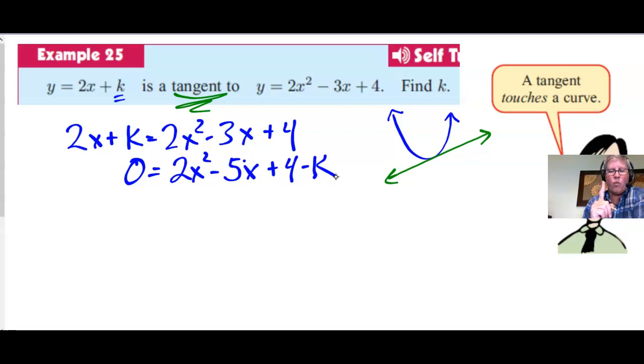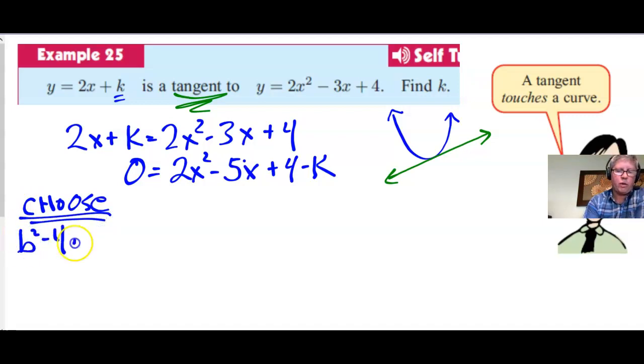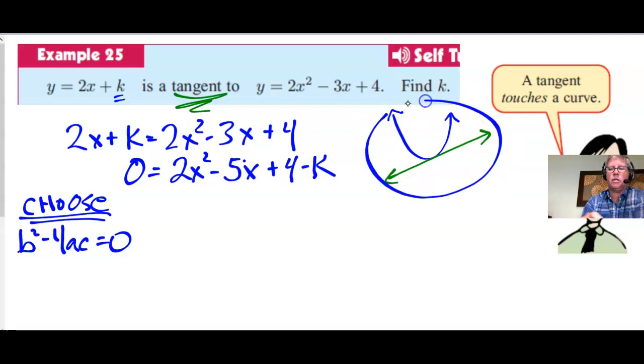We want this to have one solution. So we choose to make b squared minus 4ac equal to 0. We are choosing that to force this system to have one real root or one solution, which gives us this picture. So cool!